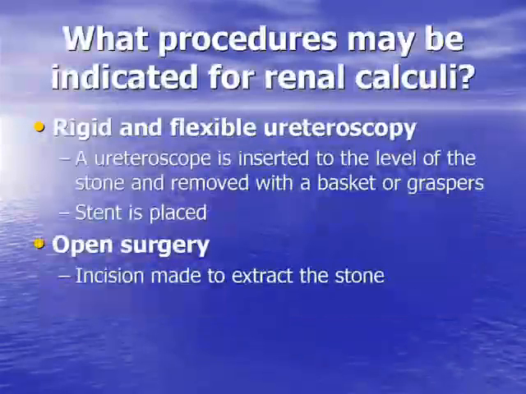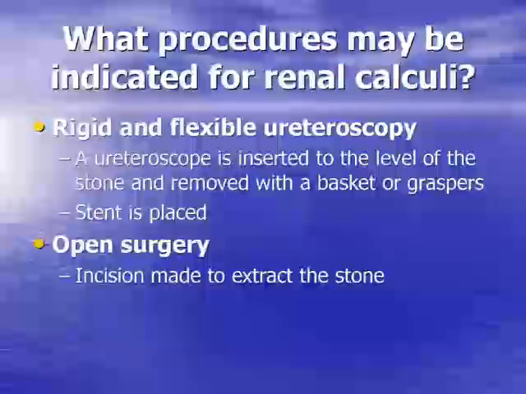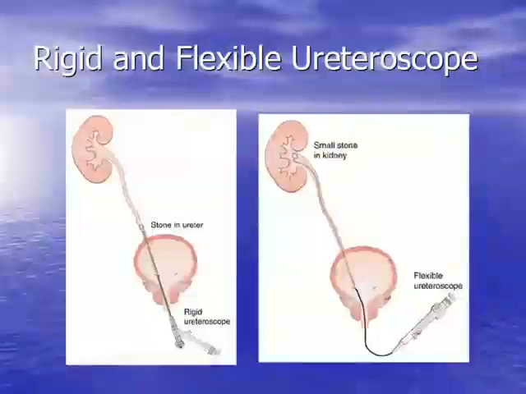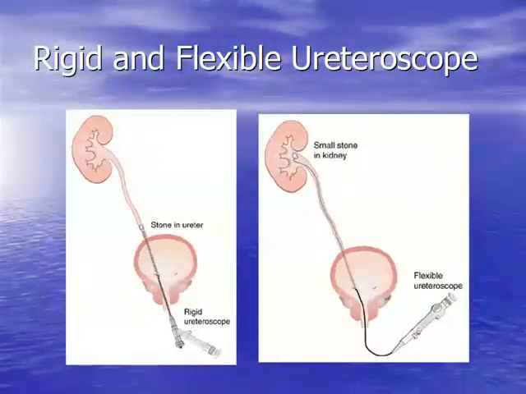So, other types of procedures: we talked a little while ago that the patient may need to have a ureteroscopy done, where the scope is placed and the stone is removed with a basket or graspers. The patient will have a stent in place if this type of procedure was used. Another option is open surgery. The patient will have an incision in the area, and this just shows a depiction of what that looks like if the patient has to have that done. So remember, the patient should increase fluids after this procedure.